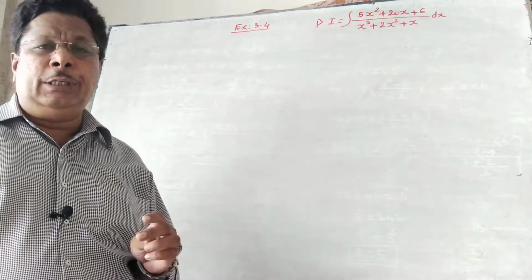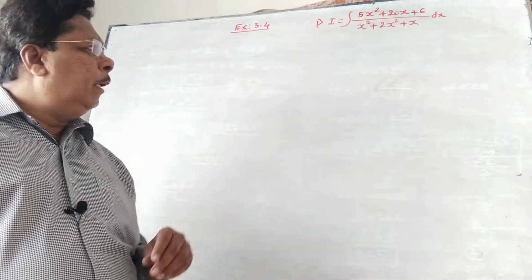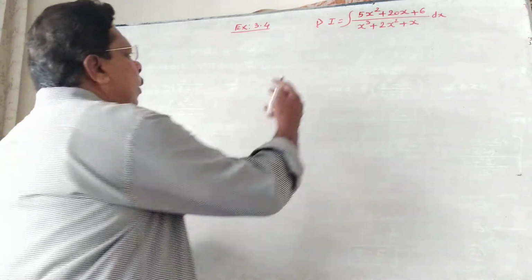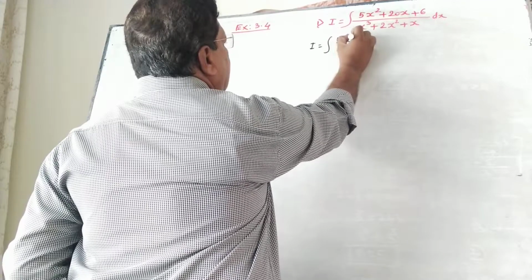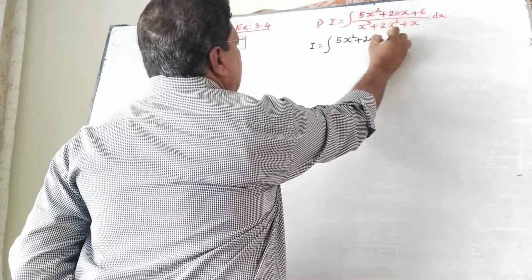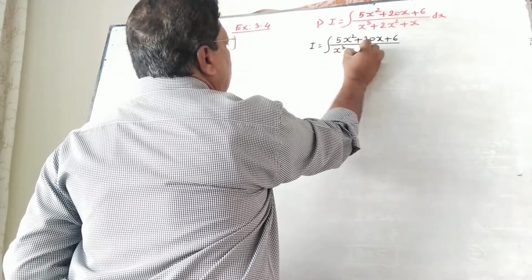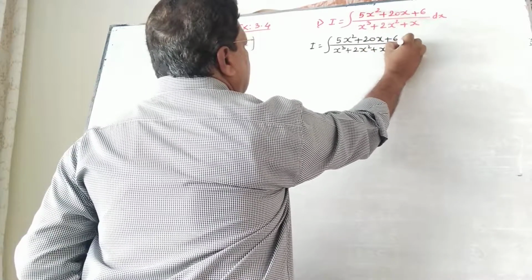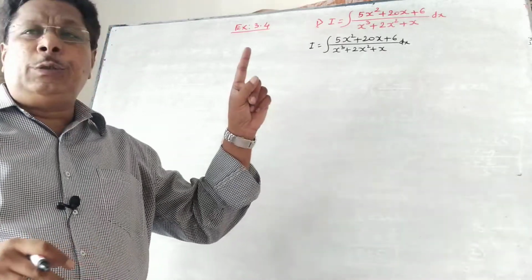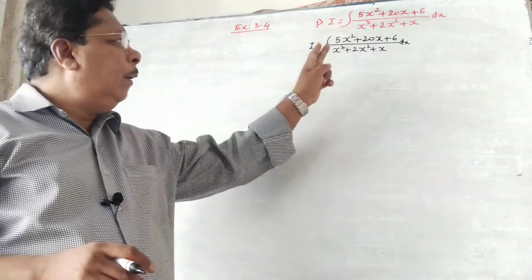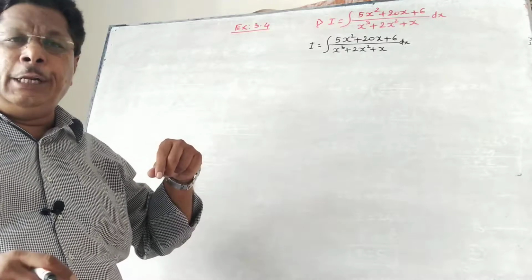I is equal to the integral of (5x square plus 20x plus 6) upon (x cube plus 2x square plus x) dx. Now observe the denominator. The denominator is x cube plus 2x square plus x. So what is the common factor? The common factor is x. So take x common from the denominator.